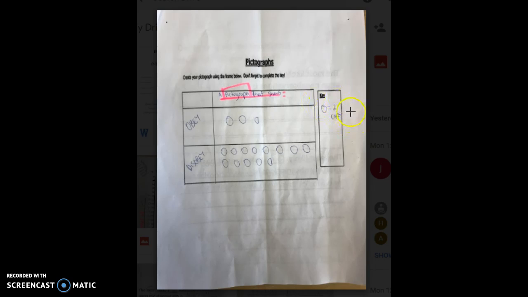They are to pay attention to their key. In this case, a circle was to represent 2 cars. 2, 4, and a half would represent the 5 cars that obey. So they must skip count appropriately to represent their scale that's shown in the key.